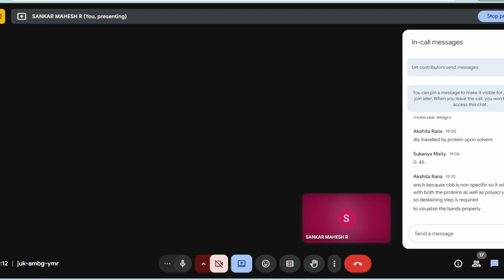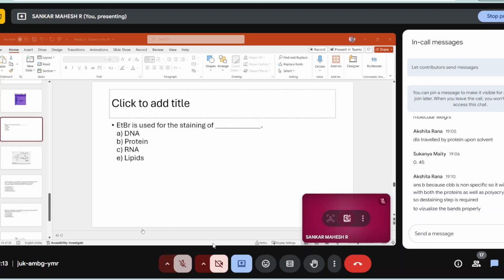The next question is, EtBr is used for the staining of dash: DNA, protein, RNA, and lipids. Here, you can think about this question for a couple of minutes. You can explain what EtBr is and what are all the possible macromolecules or biomolecules that can bind with EtBr and how it binds. So you can think about this question for a couple of minutes and then answer.